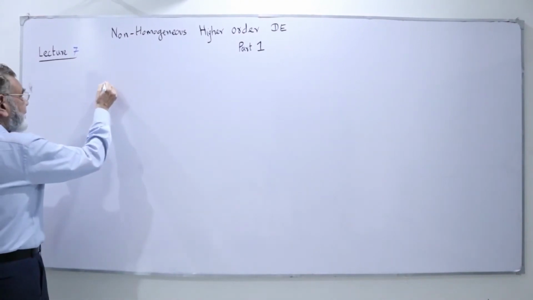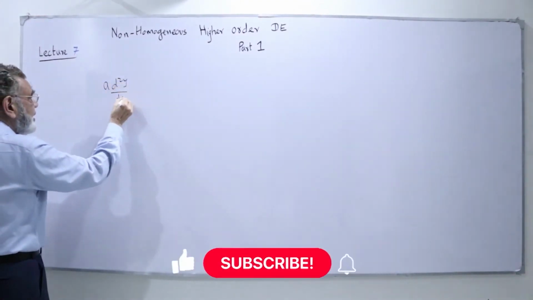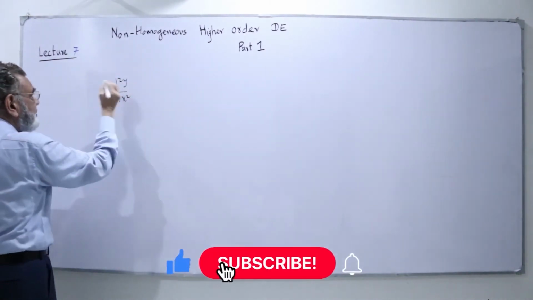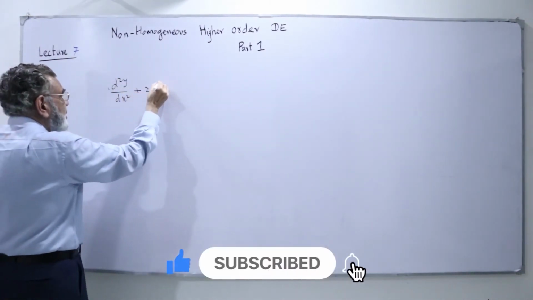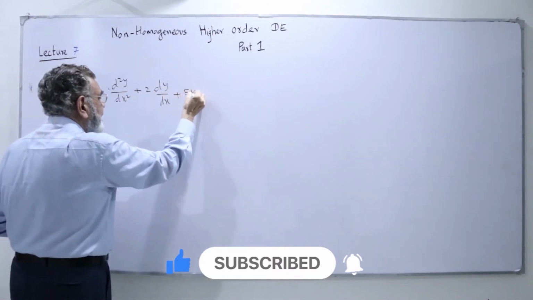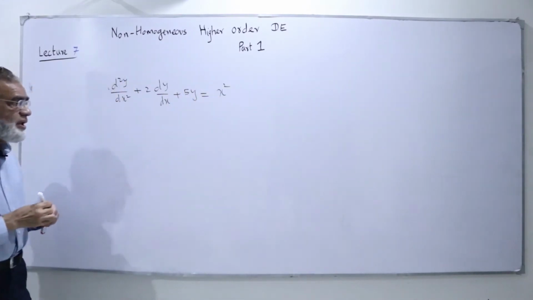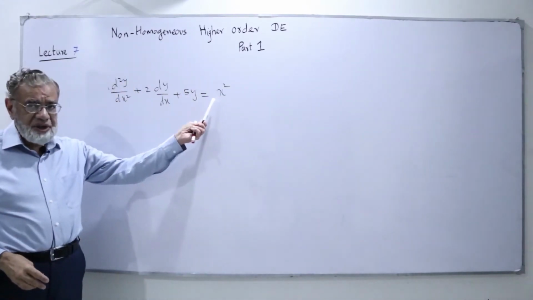We have here a d2y by dx square. Obviously, leave it a. We have d2y by dx square plus 2 dy by dx plus 5y is equal to x square. Now this equation, due to this x square, is non-homogeneous.